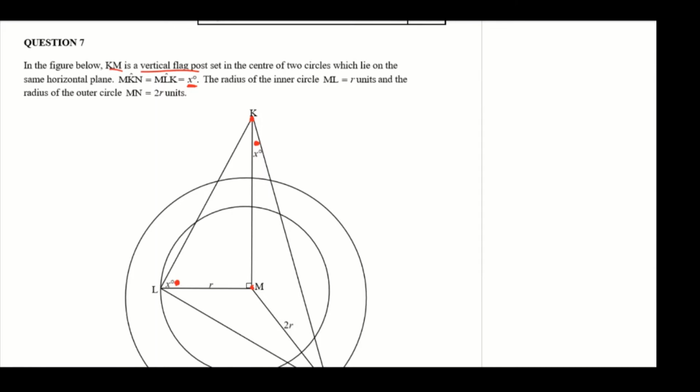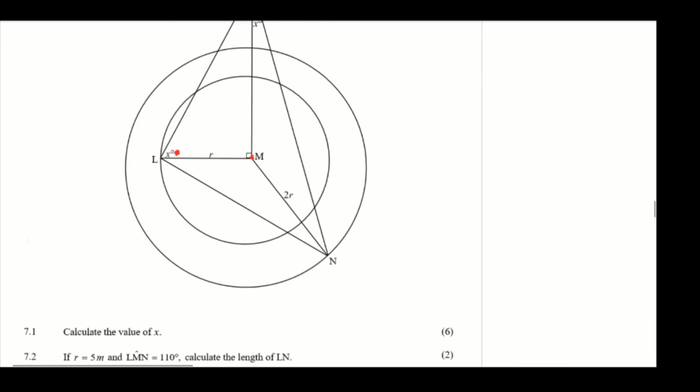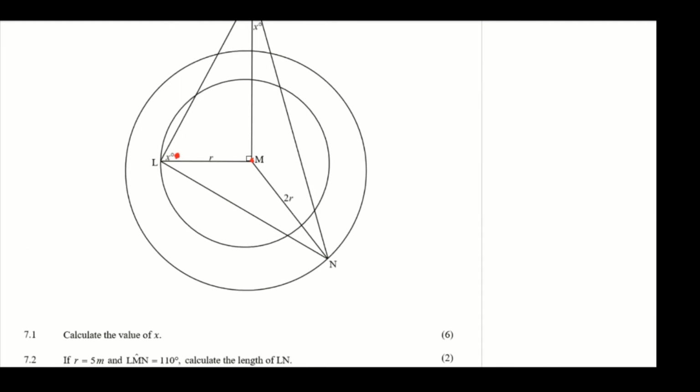And then the radius of the inner circle is equal to r units, and the radius of the outer circle is 2r. So we are given all of that information. Now we are asked to calculate in 7.1 the value of x.